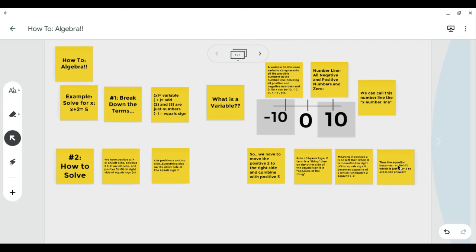And so the equation becomes x is equal to 5 plus negative 2, because it was plus 2 on this side. So it's going to be negative 2 on the right side, which makes it just x is equal to 3, which is actually, bam, your answer.